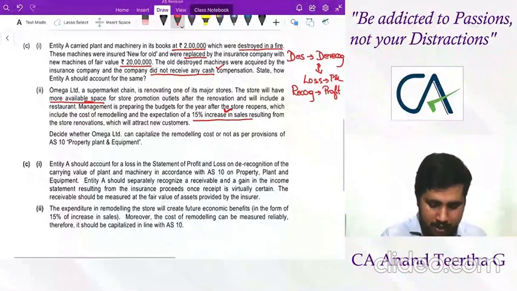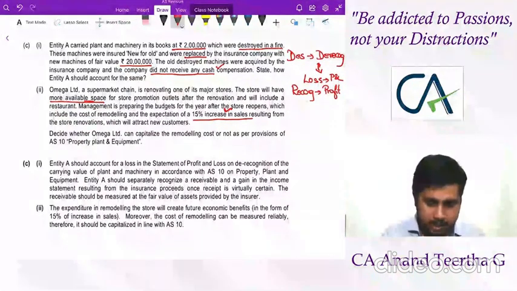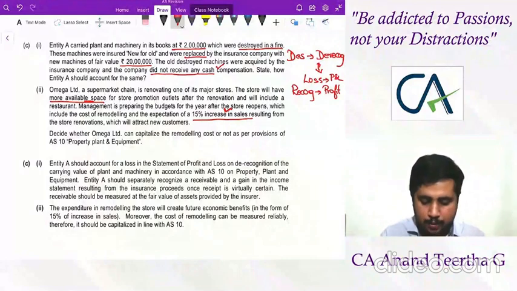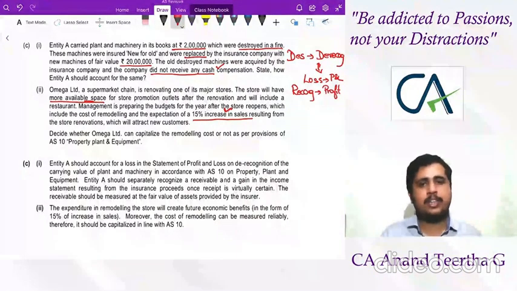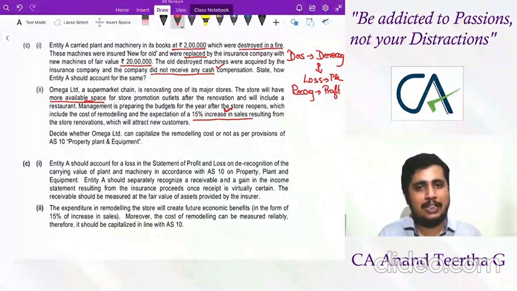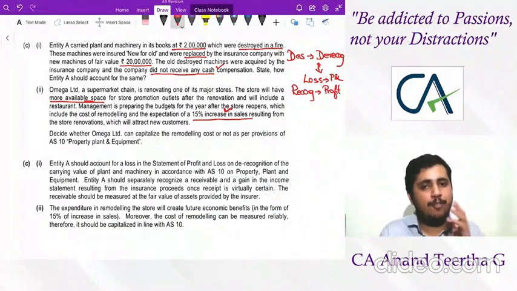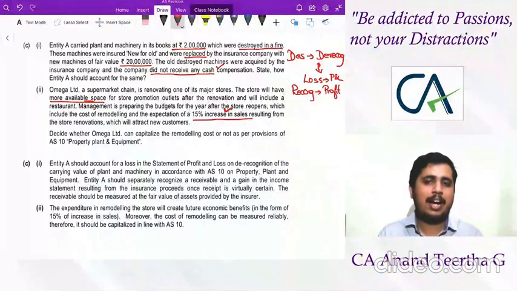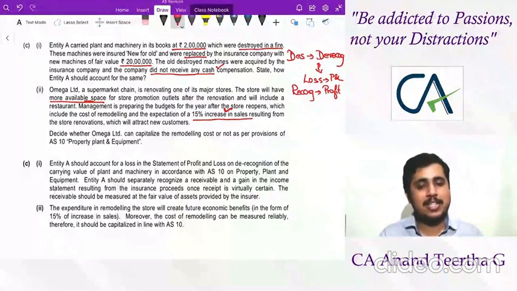So that's how they have given it in these three lines. The expenditure in remodeling the store will create future economic benefit. Moreover, the cost of remodeling can be measured reliably. Therefore, capitalize according to AS10. So that's how your answer has to come. Every time analyze the situation, accordingly bring up the answer. So this is supposed to be the AS10 requirement.